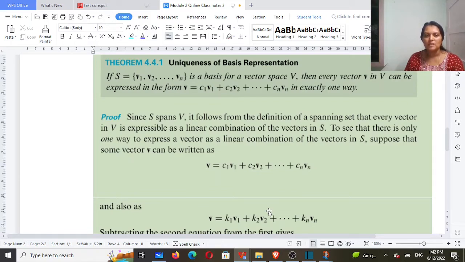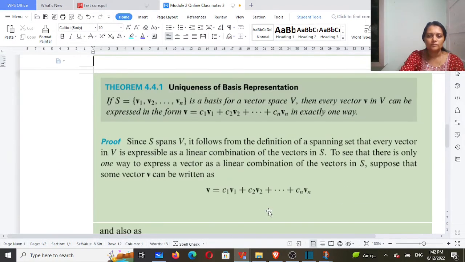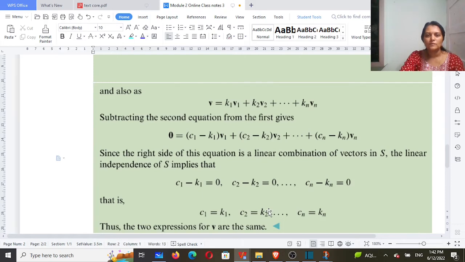We suppose that some vector v can be represented as v equal to c1 v1 plus c2 v2 plus etc. cn vn, and also as v equal to k1 v1 plus k2 v2 plus etc. kn vn. Subtracting the second equation from the first one, we get 0 is equal to (c1 minus k1) into v1 plus (c2 minus k2) into v2 plus etc. (cn minus kn) into vn. So the right side of the equation is a linear combination of the vectors in S.